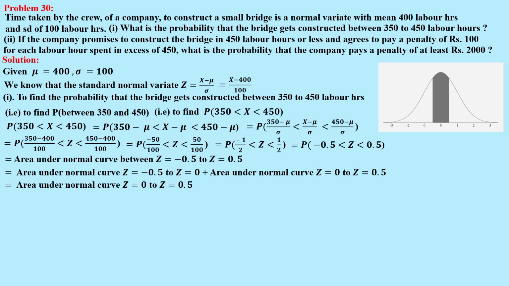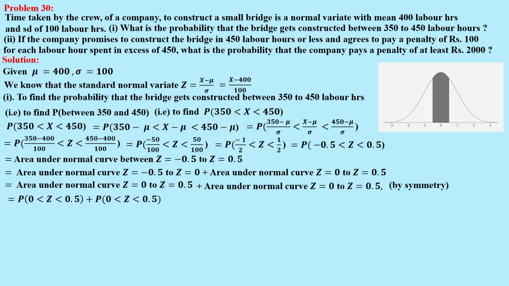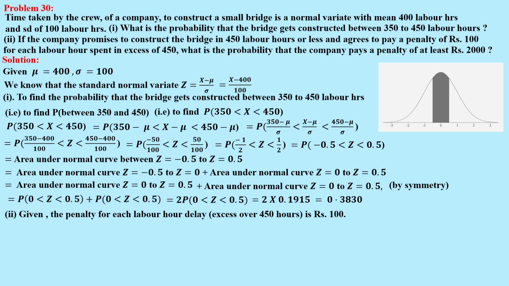So the area under the normal curve from z equal to 0 to z equal to 0.5, plus the area under the normal curve from z equal to 0 to z equal to 0.5, is 2 times the area under the normal curve from 0 to 0.5. So 2 times probability of 0 less than z less than 0.5. So 2 into 0.1915 from the table, that is equal to 0.3830. That is the probability. Next, the penalty of each labor hour delay, right?